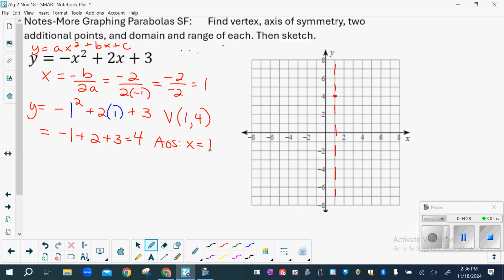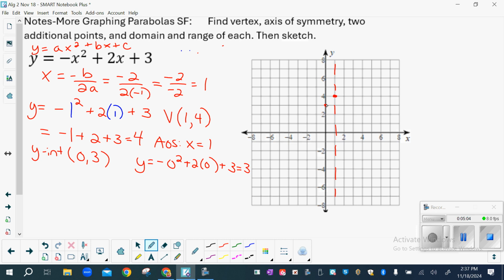Okay, so we want to find another point. Do you remember what we did to find our other point? Y equals 0. Yep, so our y-intercept. So we're going to take our equation and put a 0 in for x. What do we get when we substitute a 0 in there? 3, yeah. So (0, 3) is my y-intercept. And so now I'm going to use that axis of symmetry and reflect that point over that line.